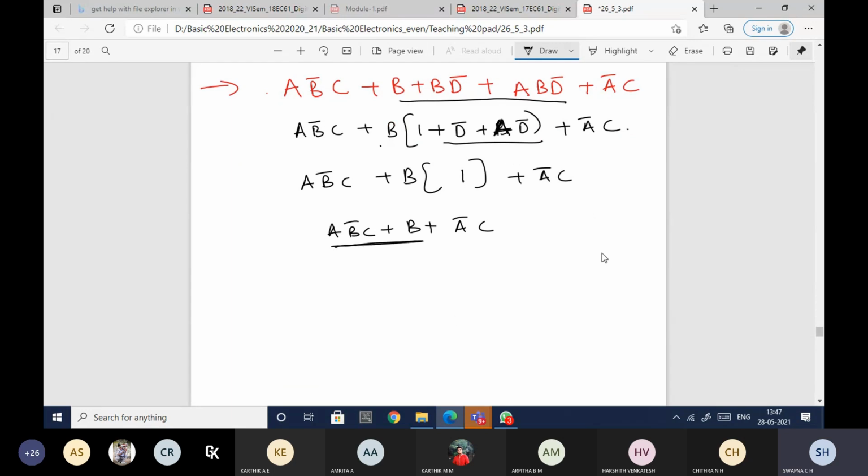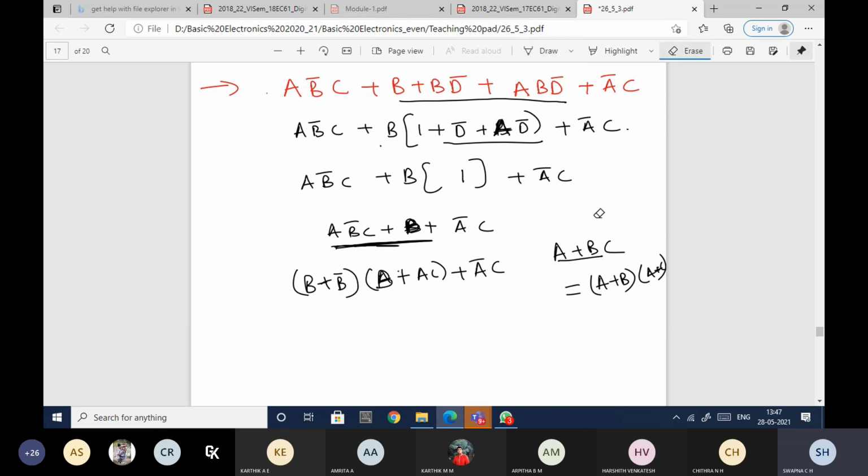Here again what I can do is use the distributive property. What is the distributive property you have? A plus BC can be written as A plus B into A plus C, right? So this property I'll use here. So A plus B I've written. In the same way here, I'll see to it that I am able to write B plus B bar. So I'll take B plus B bar into B plus AC. Anybody have doubts here?